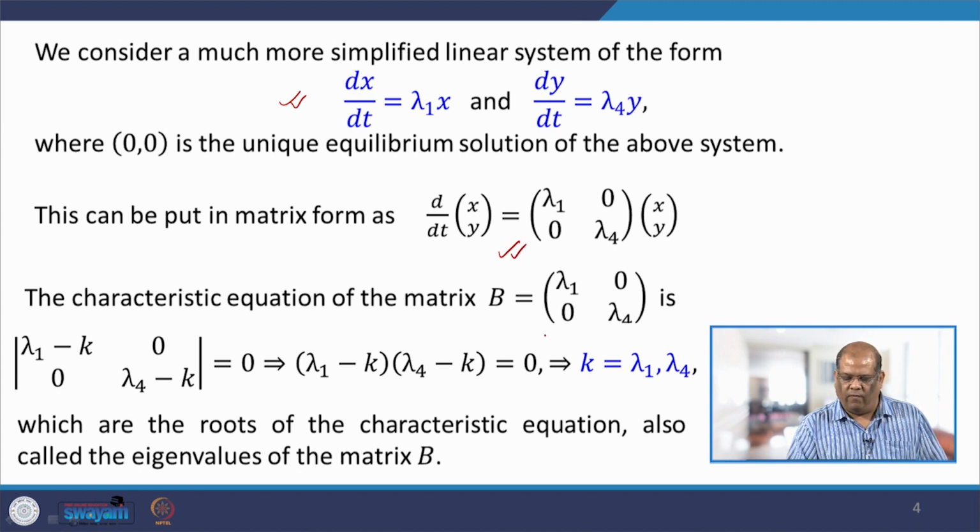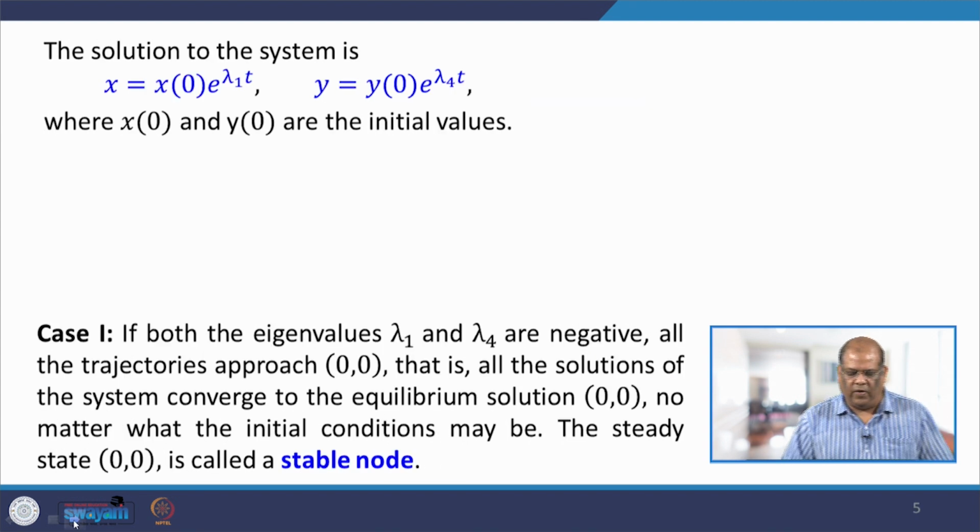Then I find the eigenvalues of this matrix V. If you find the eigenvalues of this matrix V, you get the roots lambda 1 and lambda 4. So, these are the eigenvalues of this matrix V. Now, depending on the signs of the eigenvalues, whether they are positive, negative, or complex, we are going to classify the solutions. So, the first thing is you solve and you get the solution like this with some initial values x 0 and y 0.